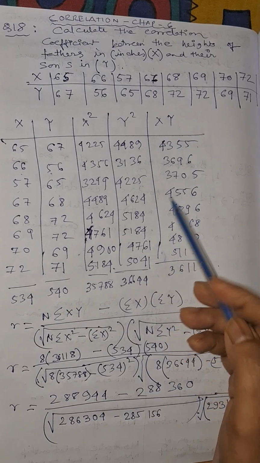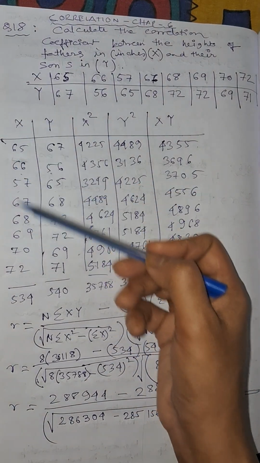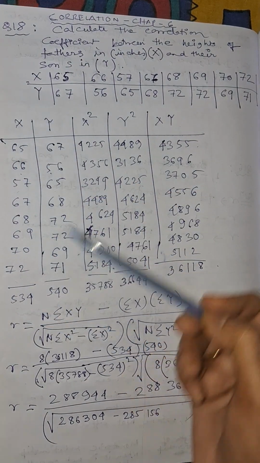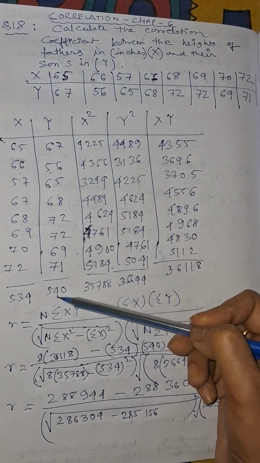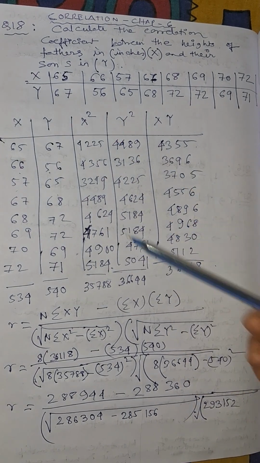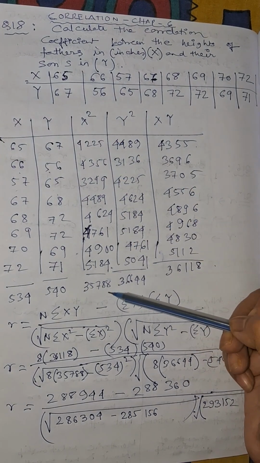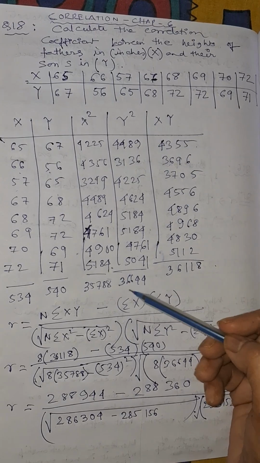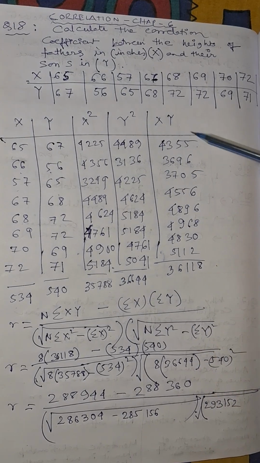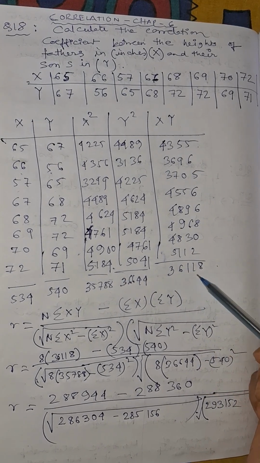Then we add up all the values. So x values all added up, we get 534. Y values all added up, we get 540. X square values all added up, we get 35788. Y square values all added up, we get 36644. XY values all added up, we get 36118.